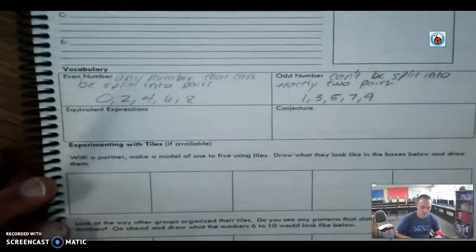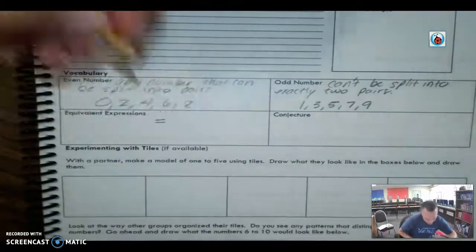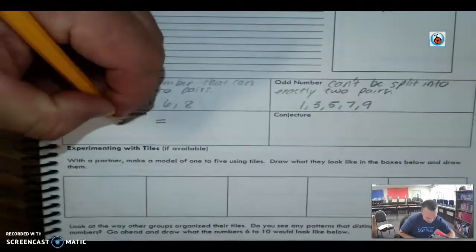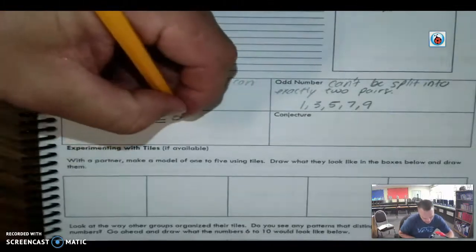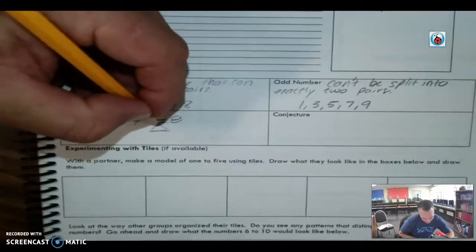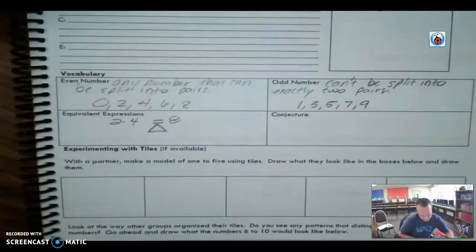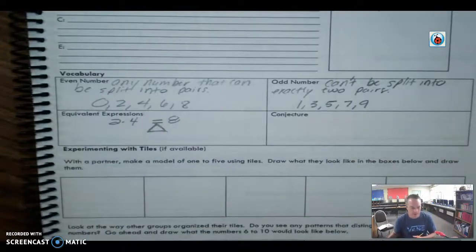Okay, so an equivalent expression basically is just an expression like an equation, kind of like a balance, like 2 times 4 on the left, 8 on the right. And we kind of think about this like a scale. And we have to balance that equation. We have to have 8 on the left and 8 on the right, so it's equivalent expressions.